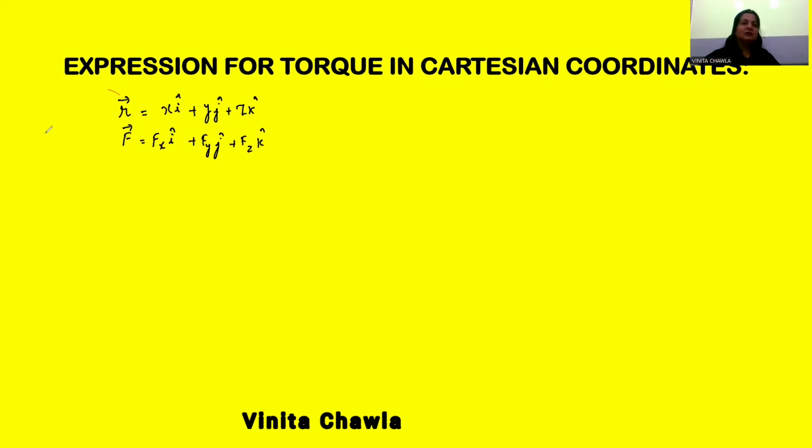So for this, let's consider a particle lying in xy plane. This is the x-axis, this is the origin, and this is your y-axis. And we have a particle here at some point P. Okay, and the position vector of this particle from the origin, we can take the position vector, right? It's vector r.